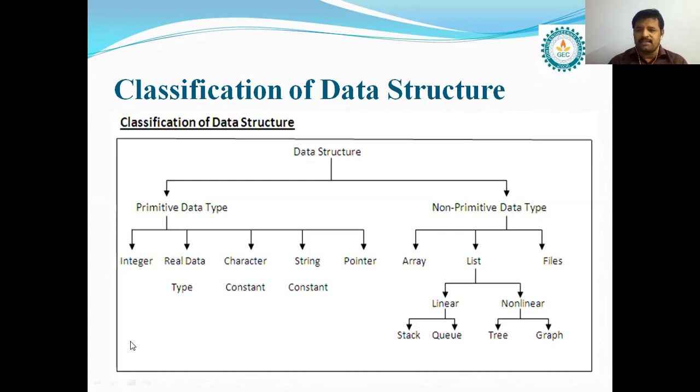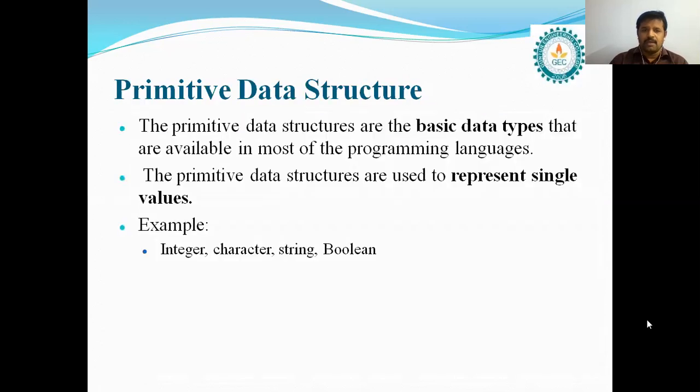Coming to the non-linear data structure, here the elements are arranged in random order. So the examples for the non-linear data structure are trees and graphs. First one is primitive data structure. The primitive data structures are the basic data types that are available in most of the programming languages. In all the programming languages, we know what the basic data types are. Those basic data types are called the primitive data structure. The primitive data structures are used to represent single values, whether it may be integer value, character value, string value, boolean value, etc., whatever it is.